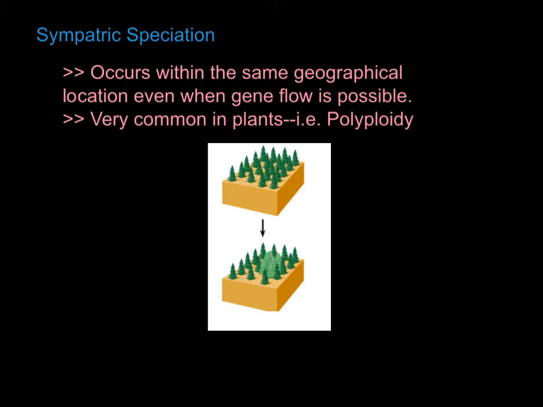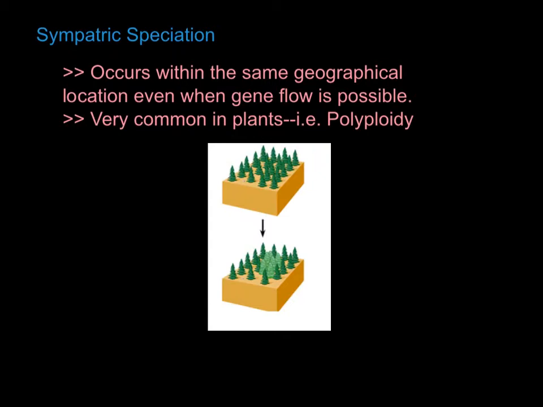The next mode of speciation we're going to go over is sympatric speciation. This occurs within the same geographic location, even when gene flow is possible. Sympatric speciation is very common in plants through polyploidy, so oftentimes the offspring generation is unable to produce viable offspring or mate at all with the parental generation because they have a different number of sets of chromosomes.